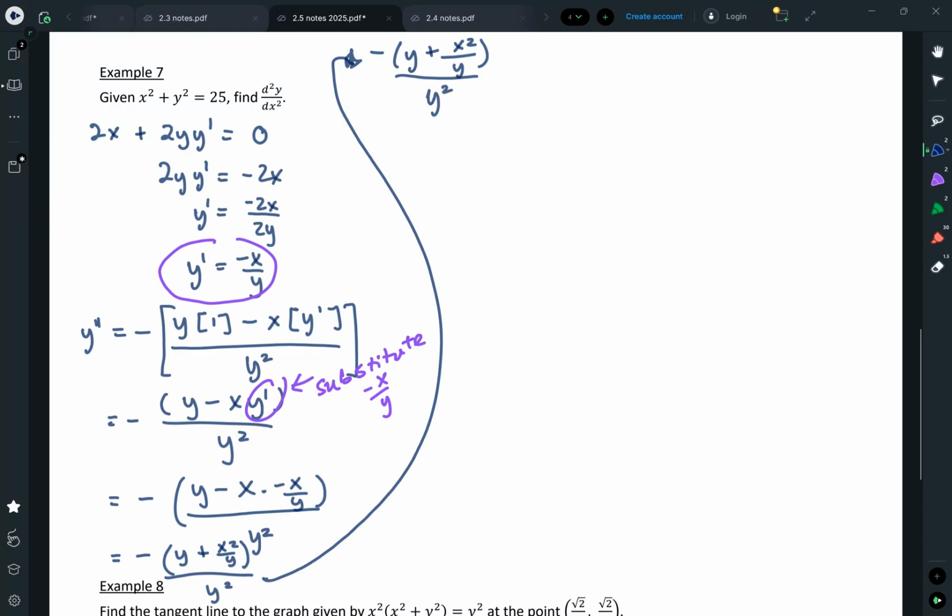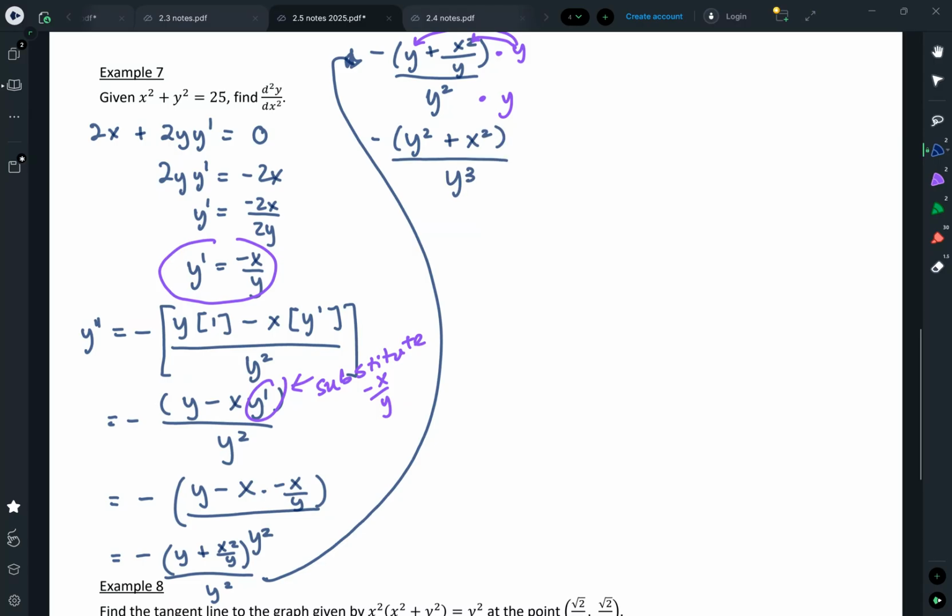So let's go ahead and multiply by y in the top and bottom, because that is my baby denominator. When I distribute the y over here, I'm going to have a y squared. When I distribute the y over here, it's going to cancel the denominator. So I'm going to have negative of y squared plus x squared. My denominator is now going to be y cubed.